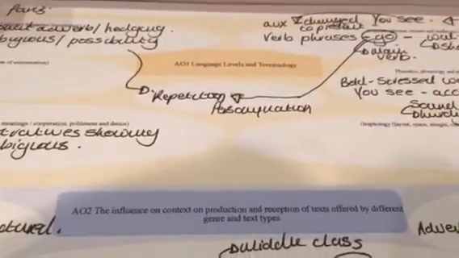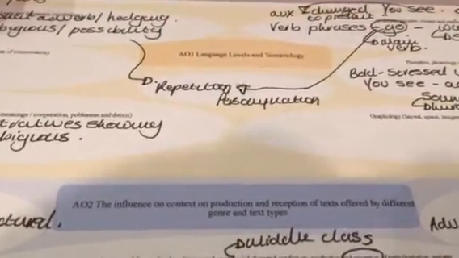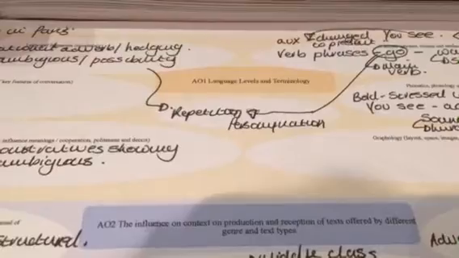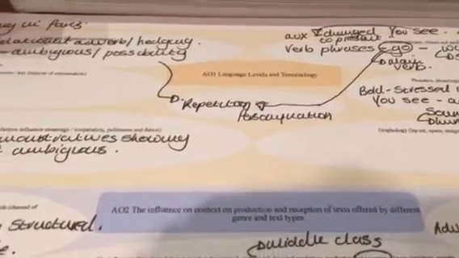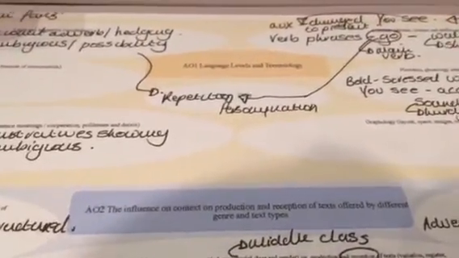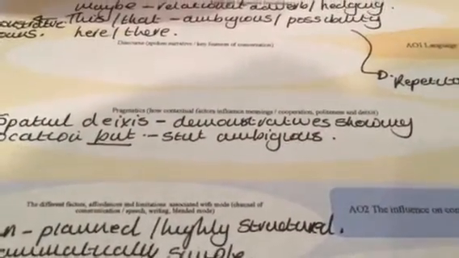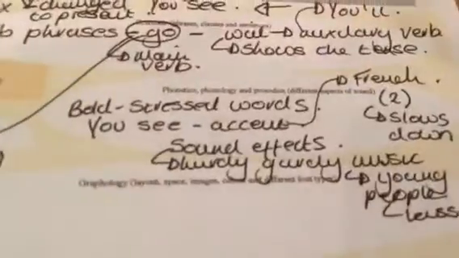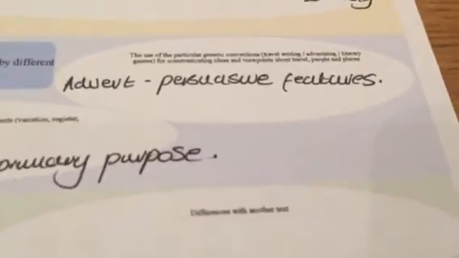Moving on to the influence of context, which is worth the most marks in the exam. So it's really important to make sure you go into a lot of detail with this assessment objective. When we are looking at context, we need to look at three things: different aspects associated with mode, contextual factors, and the use of generic conventions.